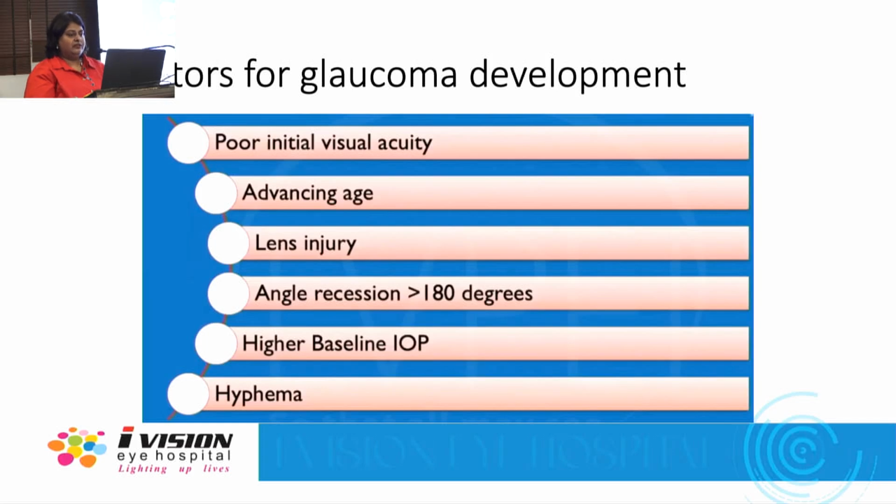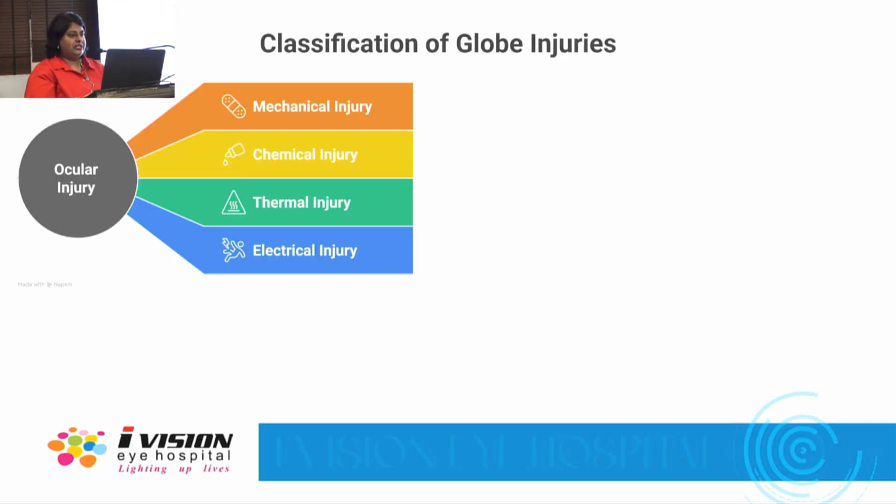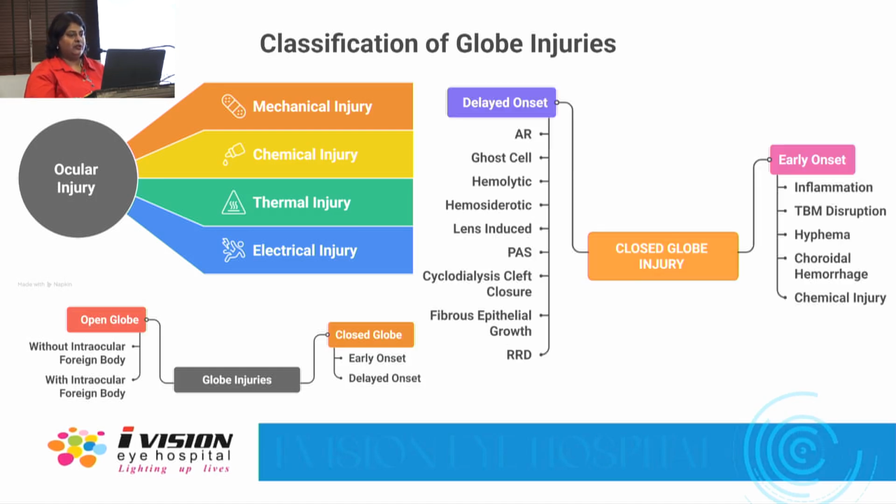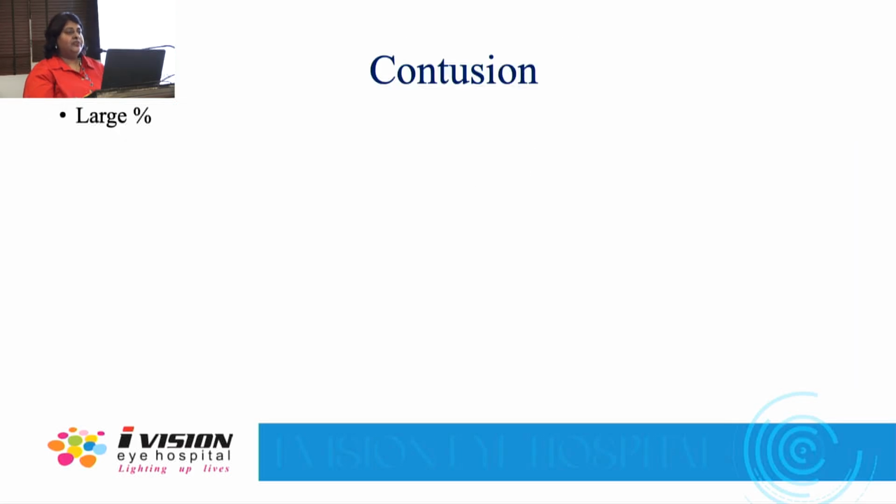Predictors for glaucoma development include poor initial visual acuity, advancing age, the presence of lens injury, angle recession, which is one of the most important parameters, more than 180 degrees, higher baseline IOP, and presence of hyphema. Classification of globe injuries: mechanical, chemical, thermal, and electrical, and the most common will be mechanical injury. In that, it is open globe and closed globe, and the causes of glaucoma could be early onset IOP elevation and delayed onset. The most common cause of IOP elevation and glaucoma, in a large percentage, is mechanical trauma.